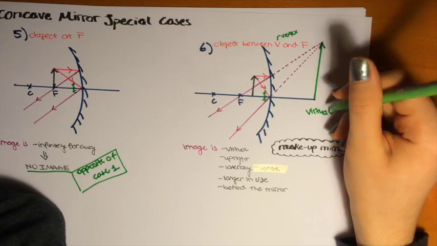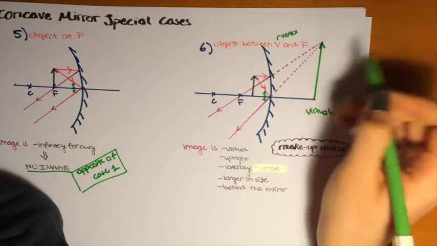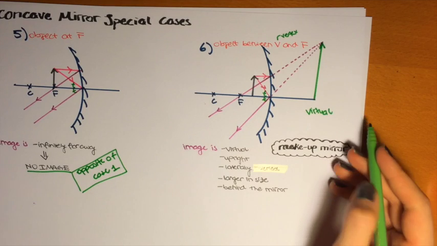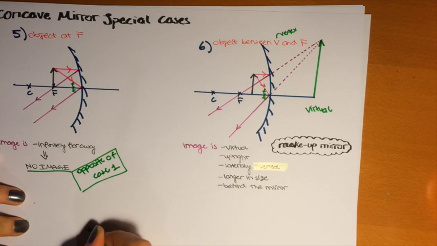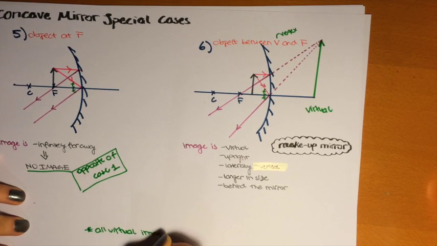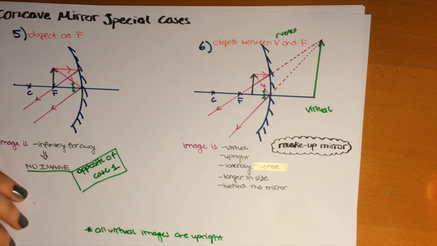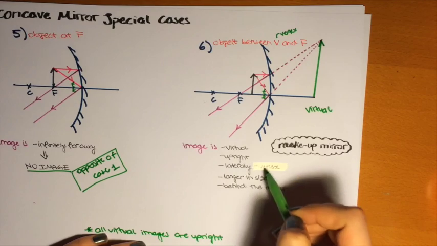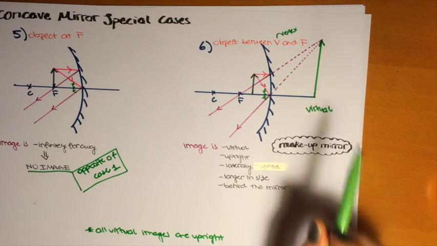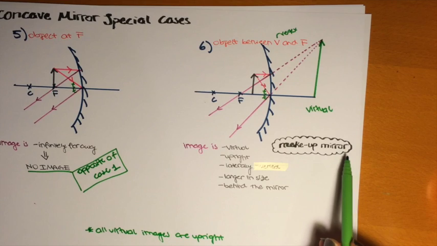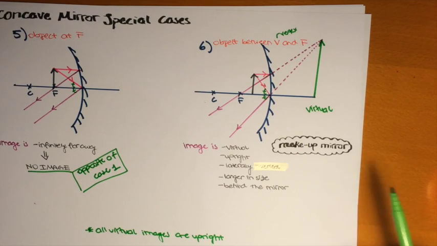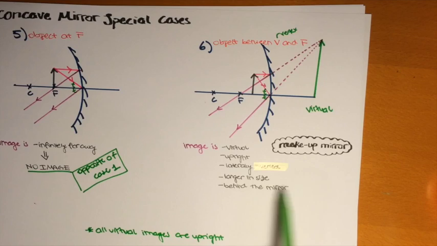And then here's how I draw my image. It's virtual. So it's not over here, it's over here. It's upright because all virtual images are upright. It is laterally inverted. It's larger in size. So when we're putting on our makeup, we see our eye bigger than it actually is. And it's behind the mirror. So these are my last ones from the concave mirror special cases.